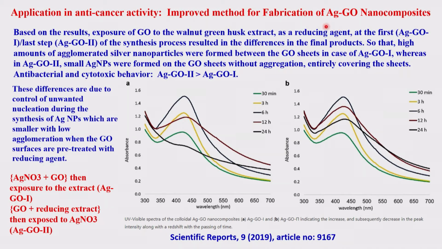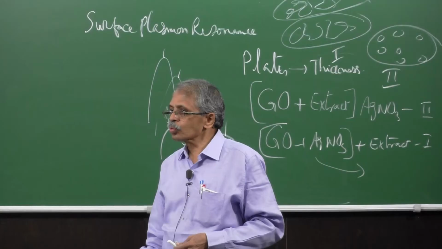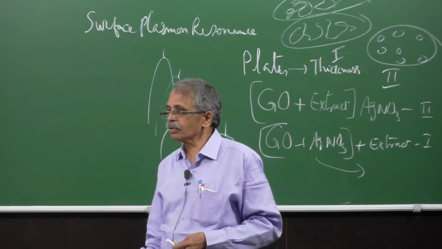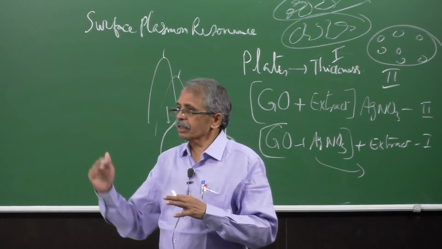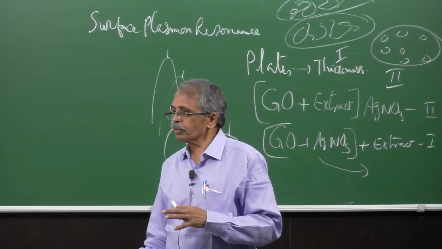Therefore, the one where you initially take the graphene oxide sheets, expose them to the extract and then add the silver nitrate, which is what 2 refers to, the Ag-GO composite, has better antibacterial and anti-cancer activity as compared to the other one.